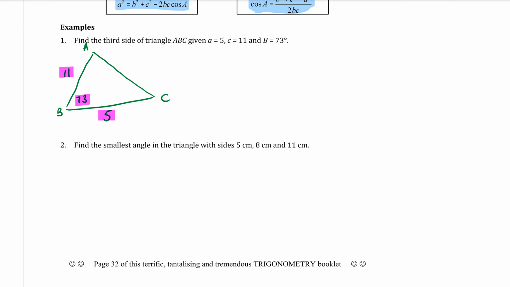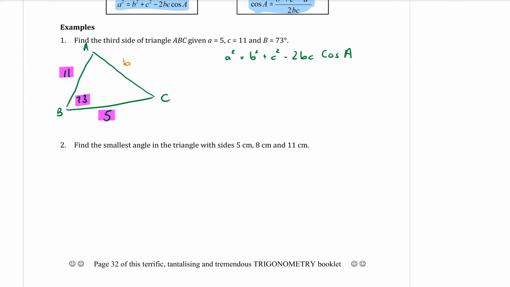So the cos rule is a squared equals b squared plus c squared minus 2bc cos A. Now unfortunately, I haven't got capital A, I've got capital B. So you could go and relabel the triangle if you want to, or you could rewrite the formula if you wanted to. But the shortcut is you don't need to do that. You can substitute straight in. Now, I'm trying to find the little b over here.